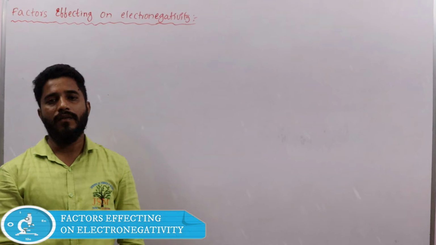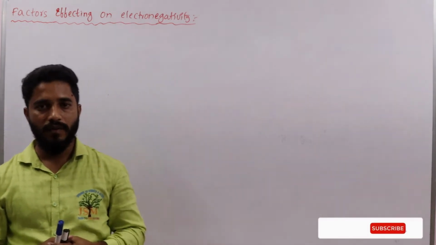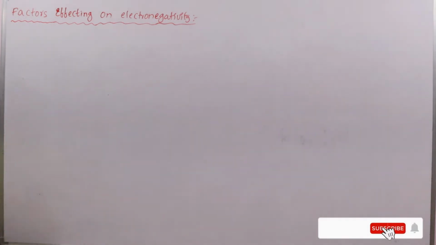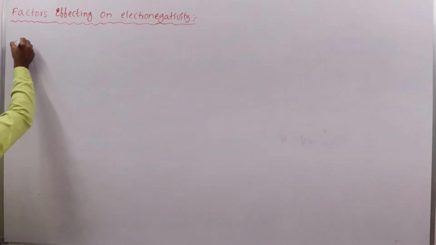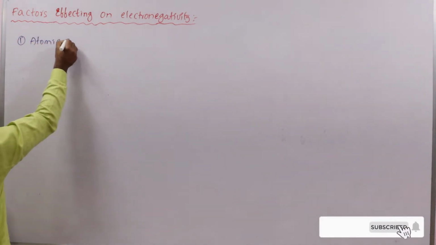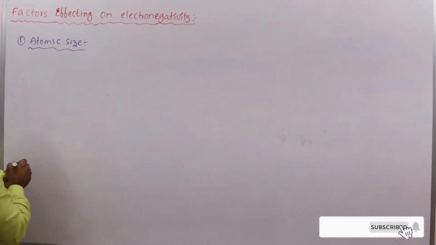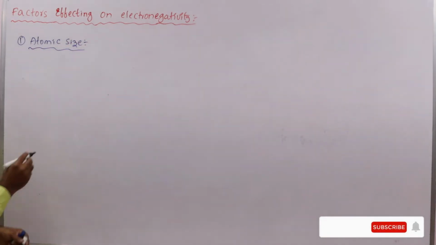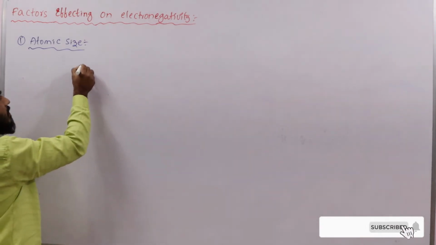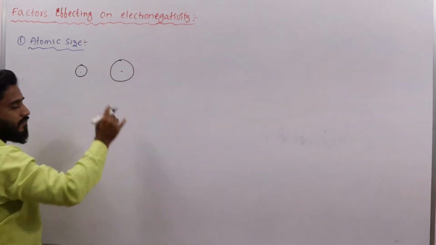Let us see the factors which affect electronegativity. Let us take the first factor, that is atomic size. When you see the atomic sizes, one atom has a small atomic size, another atom has a large atomic size.